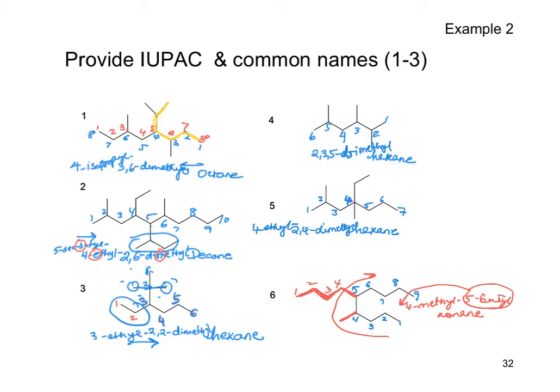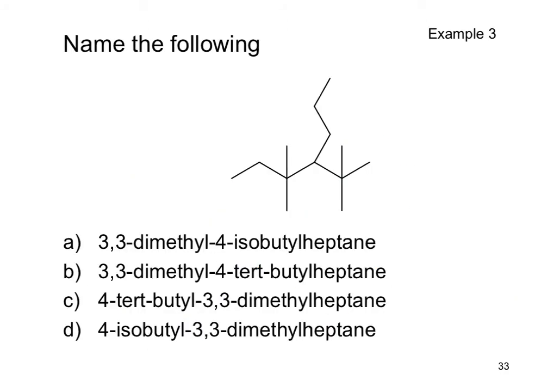So the full name will become 5-butyl, 4-methyl nonane. Alrighty. Let's see how this might look in a multiple choice format.